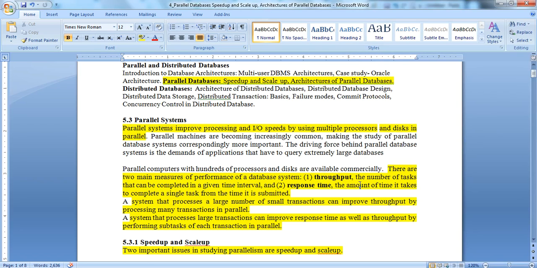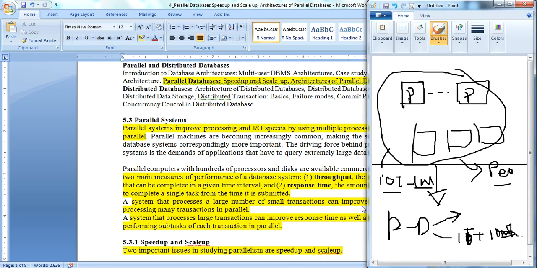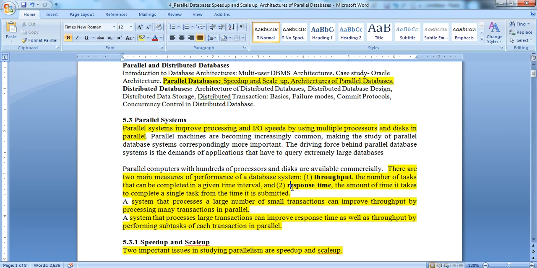Then response time is the amount of time it takes to complete a single task from the time it is submitted. If we submit one task to this configuration, it completes within 10 seconds, and this other configuration completes that task in 20 seconds. That is called the response time of a system.